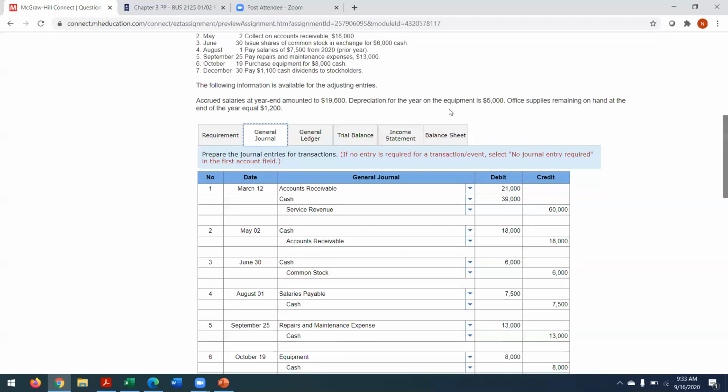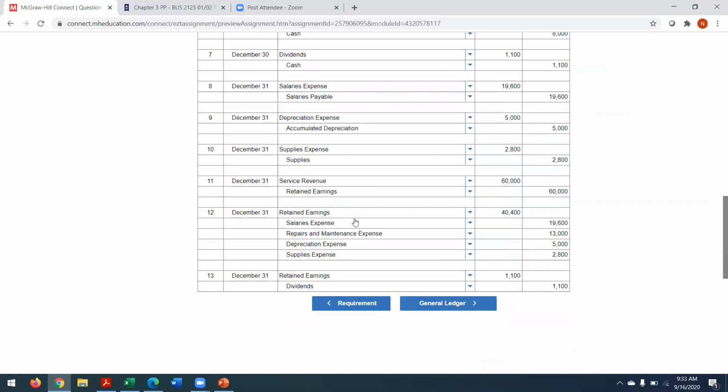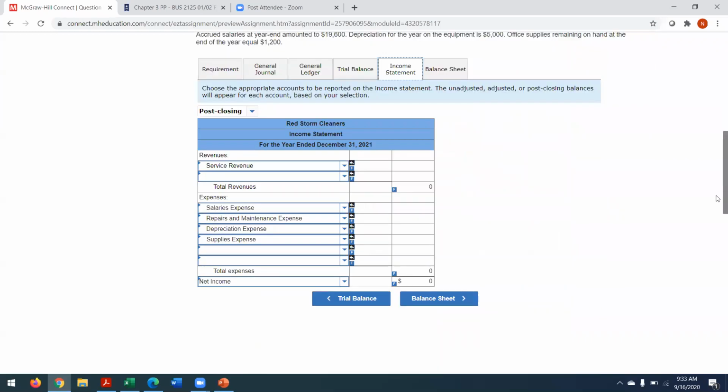And then you should have expenses. You should have a debit to salaries expense for 19,600, repairs and maintenance expense for 13,000, depreciation expense for 5,000, and supplies expense for 2,800. And you should have a net income of, it looks like, 19,600 should be what your income statement net income is.